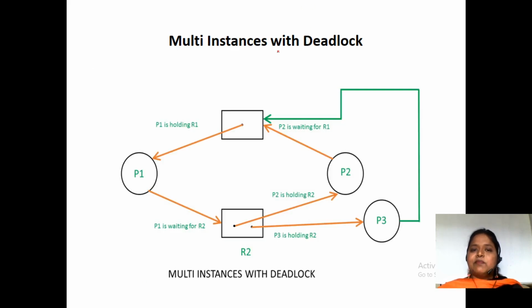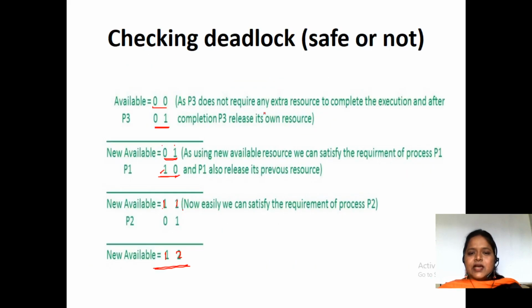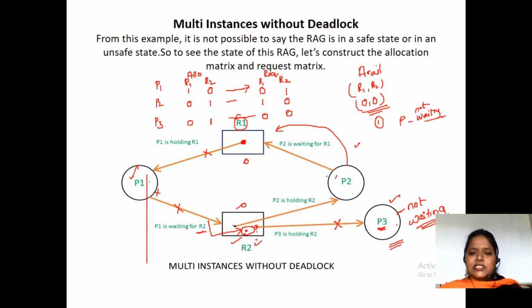Fine. Now multiple instances with the deadlock. So previously it is without deadlock. Why? Because there is no circle. So we are telling that it is without deadlock. Here, for the previous example only, I have added one more extra thing, this one. So P3 is waiting for P2. P3 is waiting for P2 in the sense here what will it change? Here P3 is requesting for nothing. So we have kept 0 0.